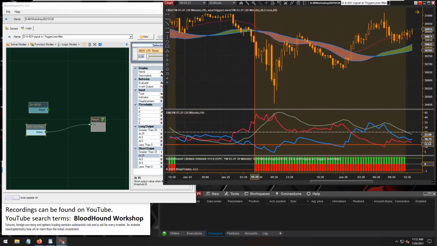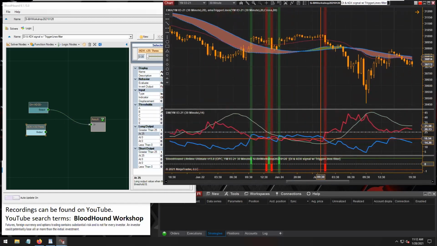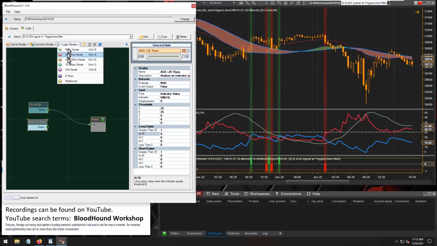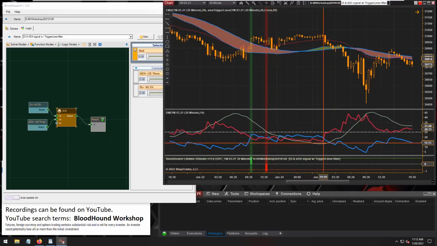So let's take a look here. Right here, perfect example. We have a bunch of DI line crossovers, but we can see that the ADX line dips below 25 for quite a while here. So now, if we combine these two together, there's just the DI crossovers only, and now when we add in this ADX filter, there we go, a bunch of these crossovers disappeared over here and over here.